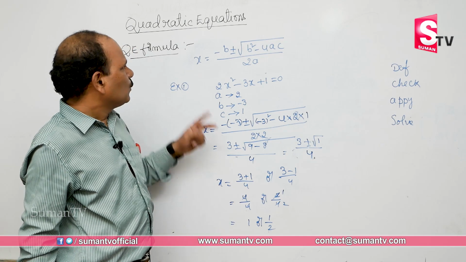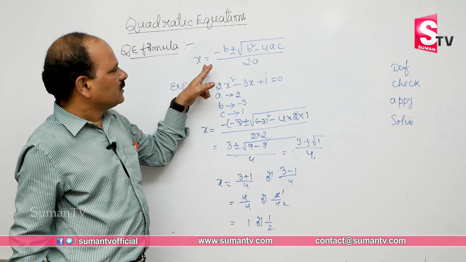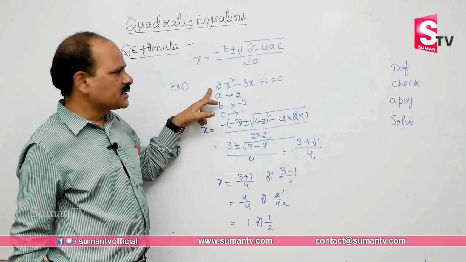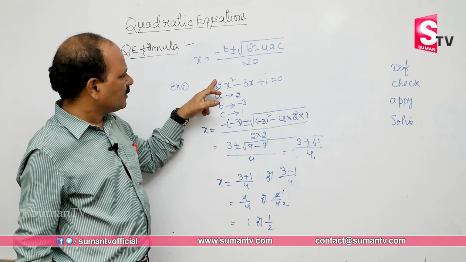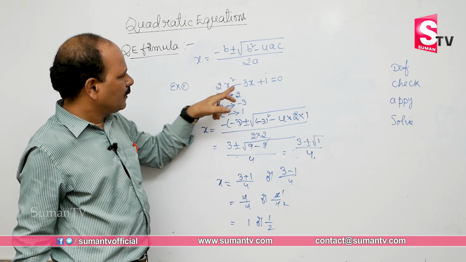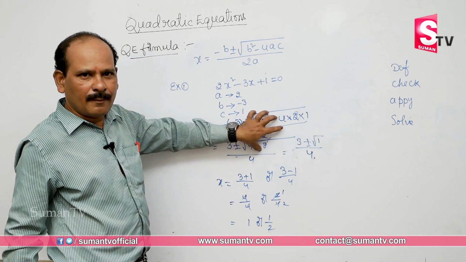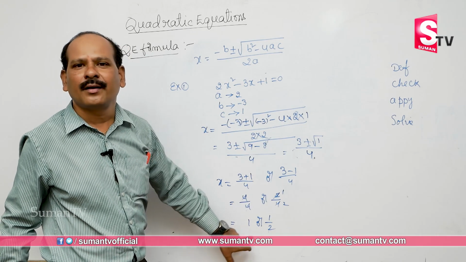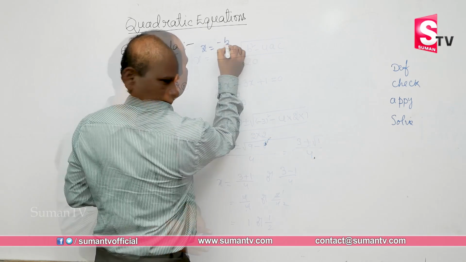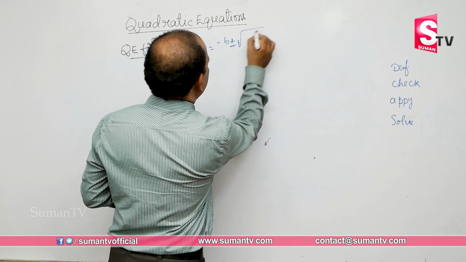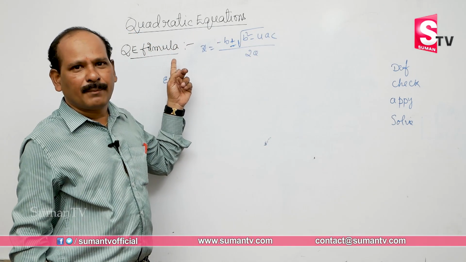In this way, we can solve the quadratic equation by using the quadratic formula. Once again, listen. The expression is 2x square minus 3x plus 1 is equal to 0. I am choosing a as 2, b as minus 3, c as 1, and substituted the a, b, c values in the quadratic formula. I will explain by taking one more example.